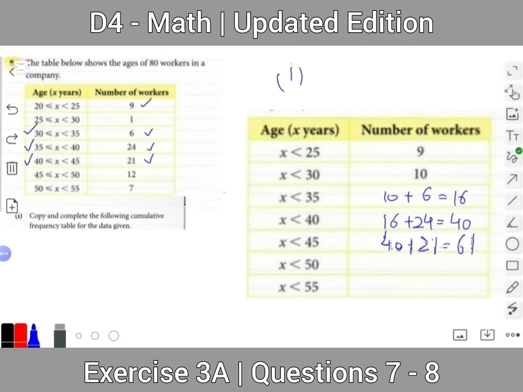Now if we look at the next entry in the frequency table, the class interval 45 to 50 with the frequency of 12, we need the ages of all the workers going from 20 all the way up to 50, and we will add this new frequency of 12 into the previous total. So 61 plus 12 gives us the cumulative frequency of 73.